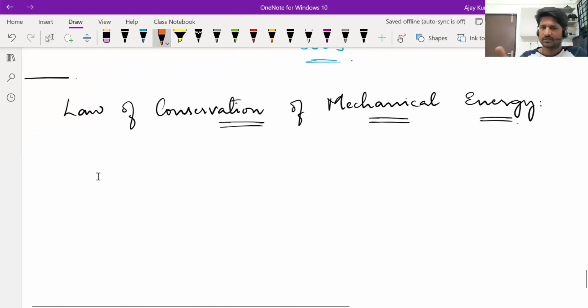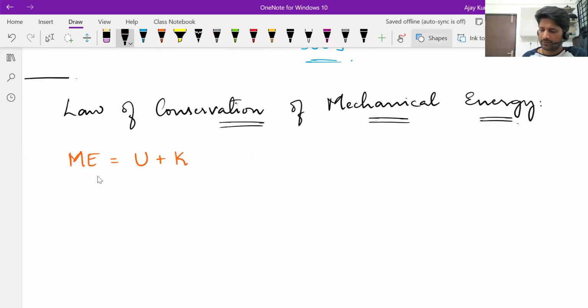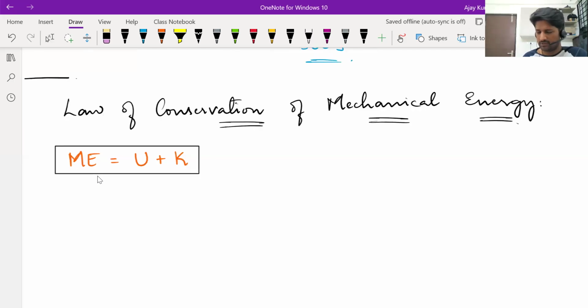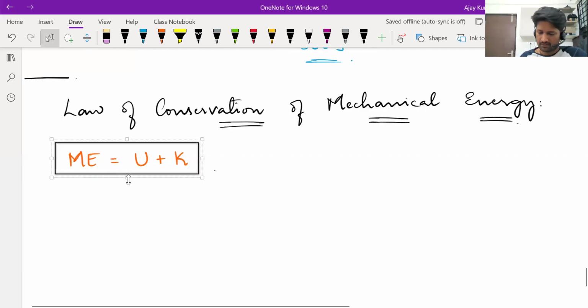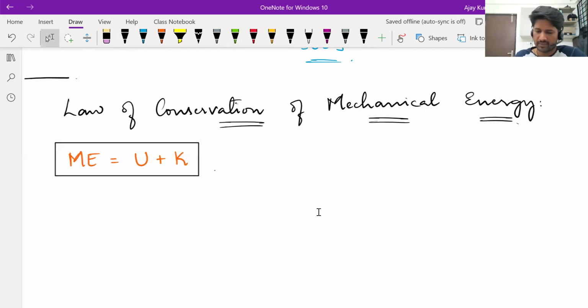You first need to know what mechanical energy means. Very simple. Mechanical energy is the sum of potential and kinetic energies of a system. That's all. Both of them put together are called the mechanical energy of the system. Now, law of conservation of mechanical energy. Basically, it tells you when the mechanical energy of a system remains constant.